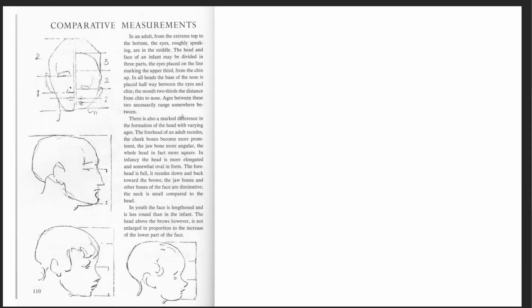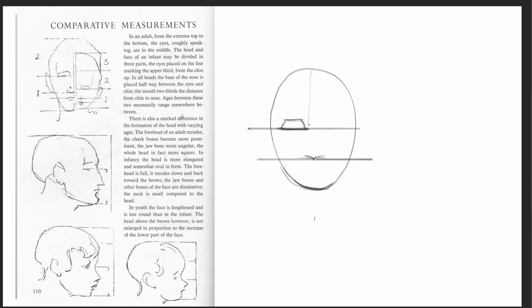Now with comparative measurements, he's taking the adult head and comparing it to the child's head. The key takeaway here is mostly with the adult head is that the head is broken into two sections, and we can divide the head directly down the middle from the front view. The top half is between the top of the skull and the bottom of the eye socket. So the bottom of the eye socket falls along here. The bottom half can be divided equally in half, with the nose falling along that boundary line.